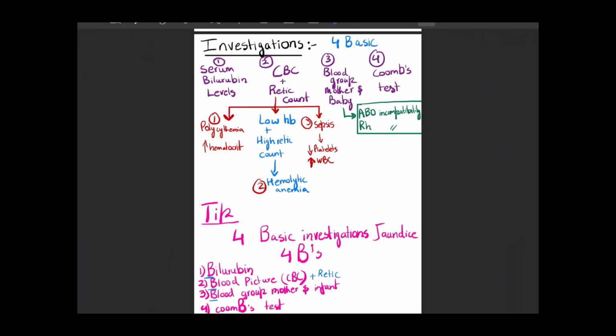If the hematocrit is increased, it can lead to jaundice. In the hemolytic anemia, we will have low hemoglobin and high retic count. Low hemoglobin due to destruction of RBCs and high retic count due to overproduction of RBCs to compensate that destruction. This is in hemolytic anemia, and in sepsis, we can have low platelets and WBC, and there will be jaundice. Next is blood group. We can have the ABO incompatibility and RH incompatibility as discussed earlier.